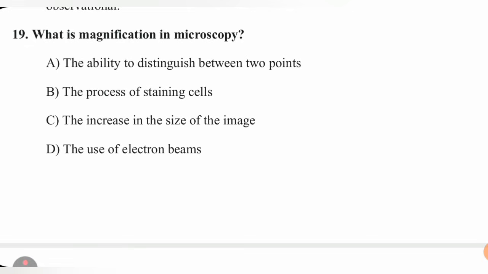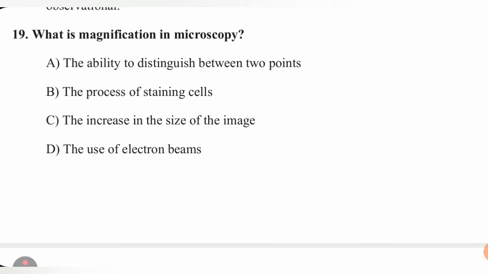19. What is magnification in microscopy? A. The ability to distinguish between two points. B. The process of staining cells. C. The increase in the size of the image. D. The use of electron beams.